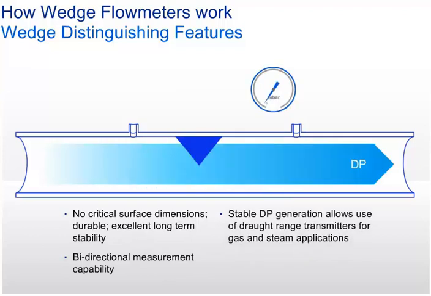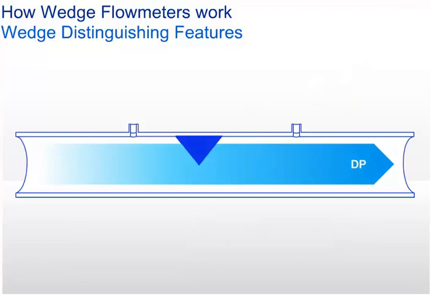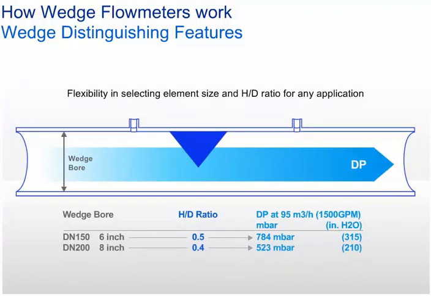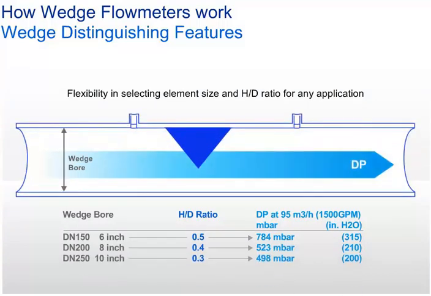The dP generated is stable, meaning that low or draft range dP transmitters can be used with the wedge on any gas and steam applications that generate only low dPs. With several H/D ratios available in each meter size, the chances are that a line size meter can be applied to any application. This example serves to illustrate how flexible the combination of meter size and H/D ratio makes the wedge, with three sizes of meter being capable of comfortably handling a specific application.